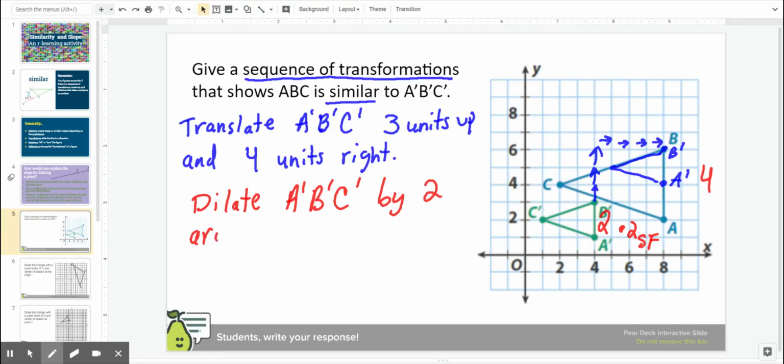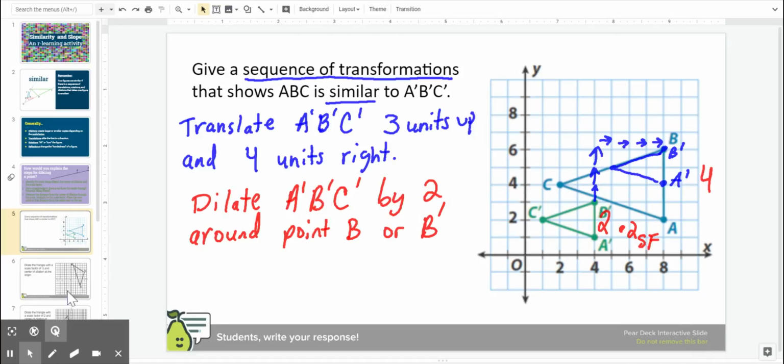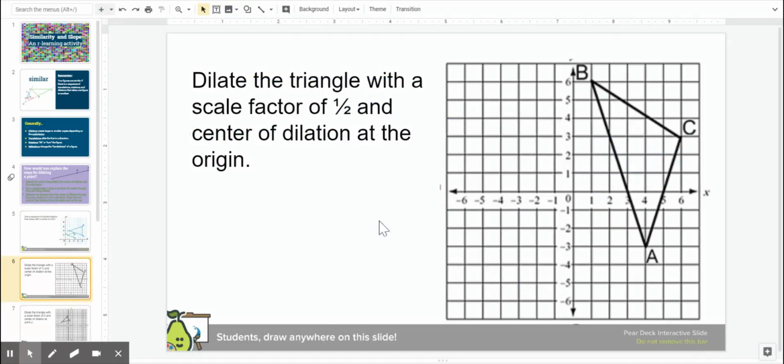And then we have to pick our center of dilation. And the center of dilation is always going to be the corresponding points that are on top of each other. So we only have one pair of that, and that's B and B prime. Point B or B prime, it doesn't matter. But that's how you would complete the first task. All right, let's go to the next one.